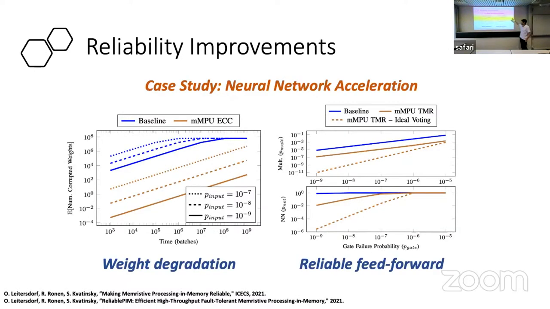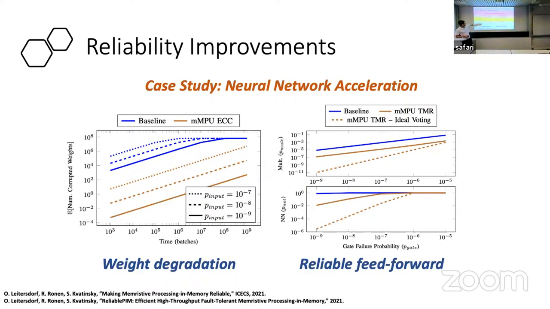And here we took a case study to look at both ECC and TMR, looking at implementation of neural network acceleration. It's based on AlexNet. And we're looking, first of all, at the weight degradation. The weights are stored over time inside the memory. We're using the weights, so what happens to them? And here, what we can see is the time overall of the chip. It's measured here in how many batches of the neural network operation we performed, and we have the expected number of corrupted weights.